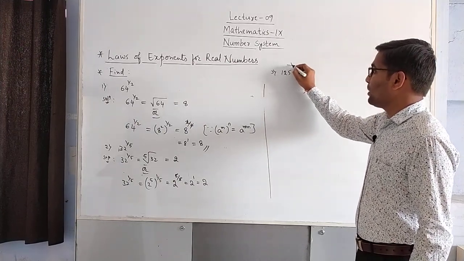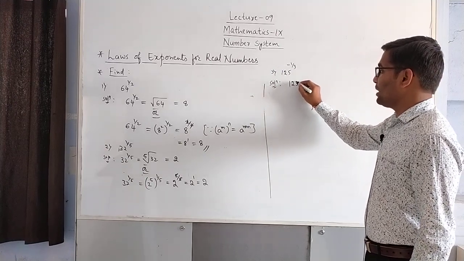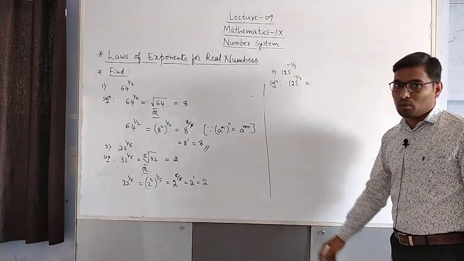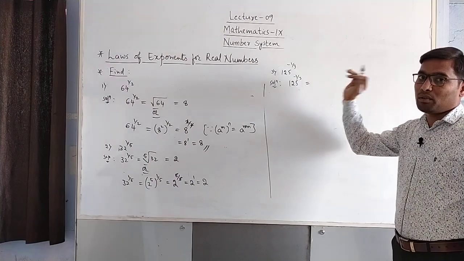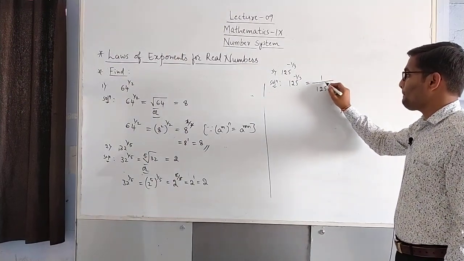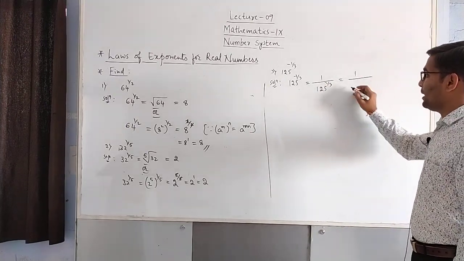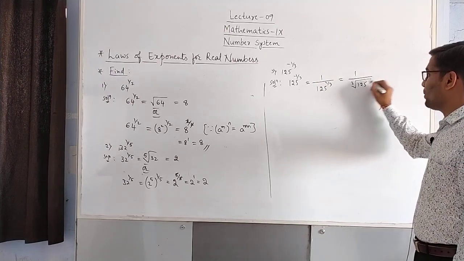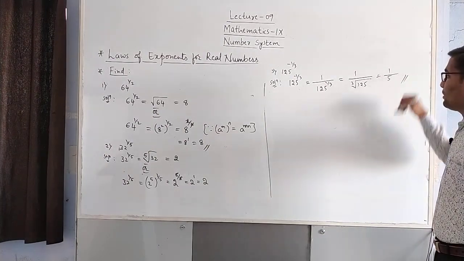125 to the power minus 1 by 3. Solution. In the solution write once again the given one, that is 125 to the power minus 1 by 3. Here the power is negative, therefore we need to make it positive first. So bring it into the denominator to make it positive. Now it became positive. Then it can also be written as cube root of 125, and we know that the cube root of 125 is 5. So this is the answer.